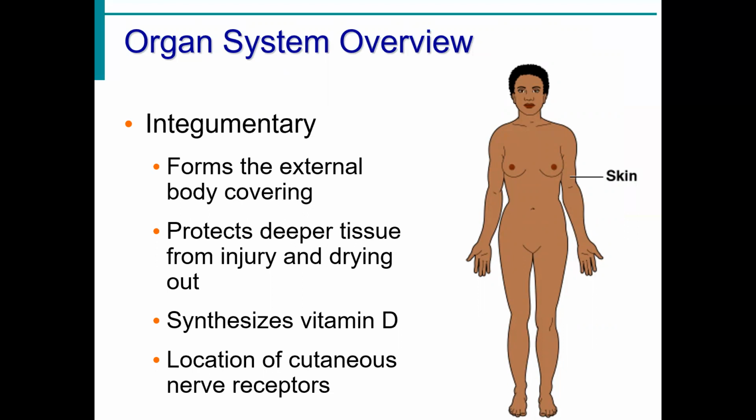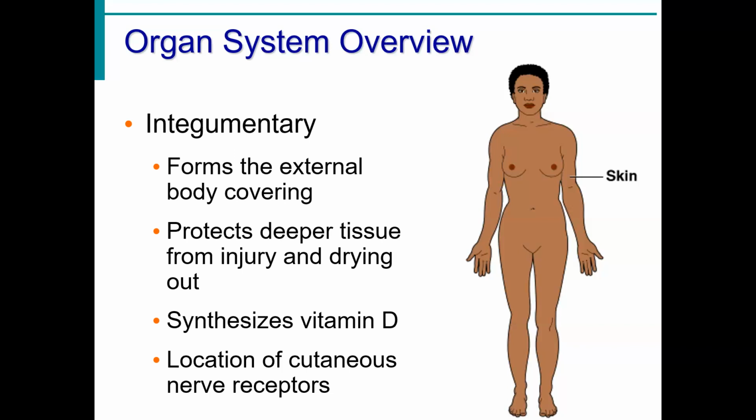So long as our skin is intact, we have great defense against those things that can be potentially pathogenic. Okay, and so this is skin, this integumentary system protects our tissue from injury, protects it from drying out. So again, all of these factors are going to help to maintain homeostasis for this individual. It's synthesizing vitamin D. It is the location of cutaneous nerve receptors.